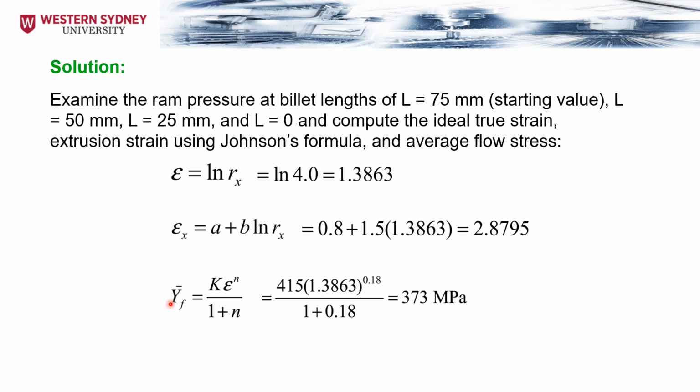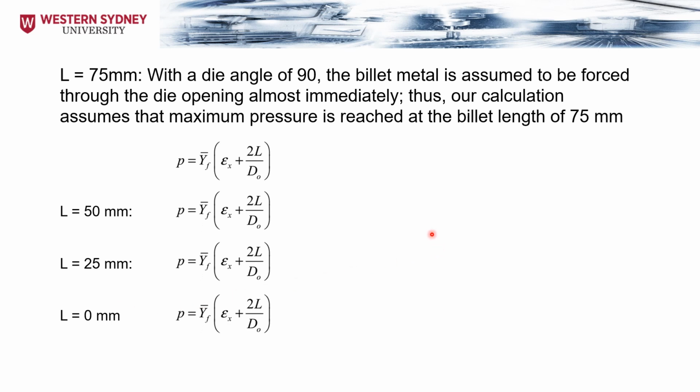Now we found these values and we can continue to do the calculation for the pressure and the forces. So we can make a table and we start to do the calculation. With the die angle of 90, the billet metal is going to be assumed to be forced through the die opening almost immediately. And thus, our calculation will assume that the maximum pressure is going to be reached at the billet length of 75 millimeters. So we start here. Well, the L is going to be 75 millimeters.